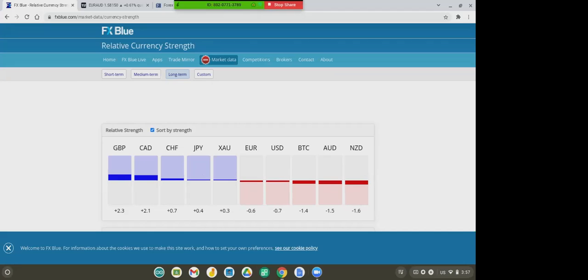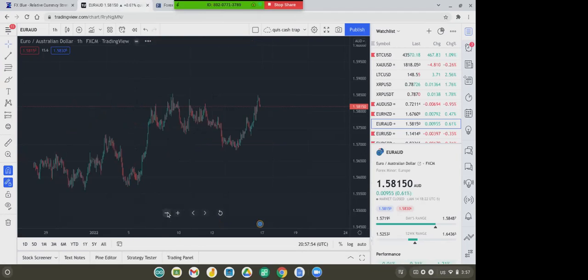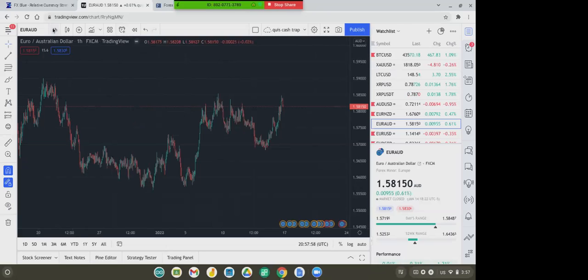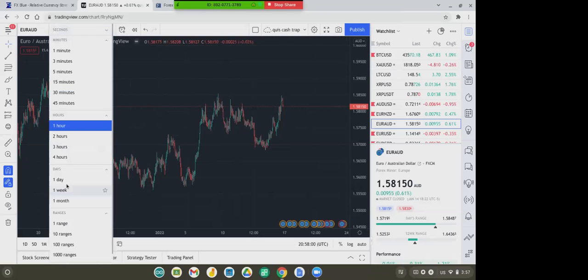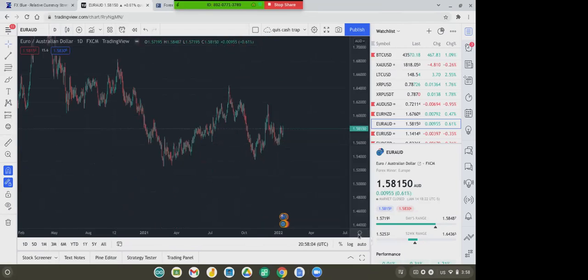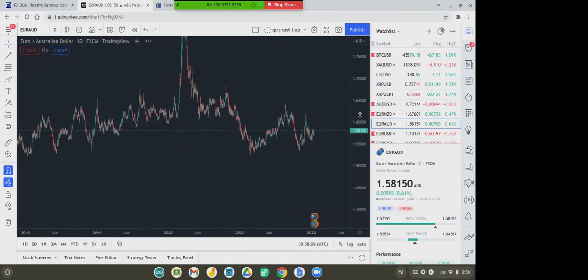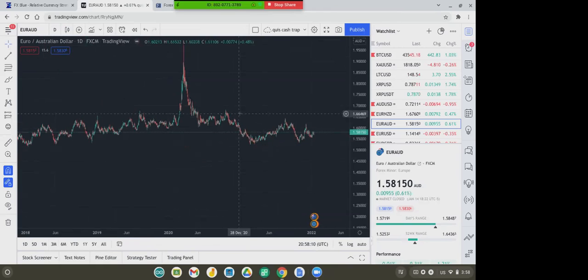So we're about to go back to TradingView, and the pair we're gonna be using is AUD. All right. So what we're gonna do first is zoom out. We're gonna go on a daily time frame and see what trend it is.